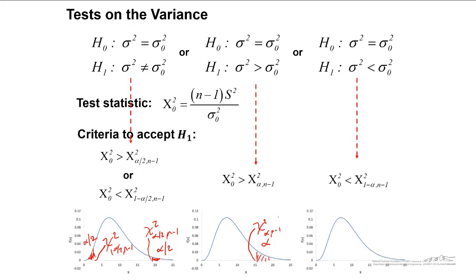And then for a lower-tailed test, if our test statistic is below some critical value, chi-squared 1 minus alpha with n minus 1 degrees of freedom, then we will accept the alternate hypothesis and claim that the population variance is less than our proposed, or null hypothesis, population variance.